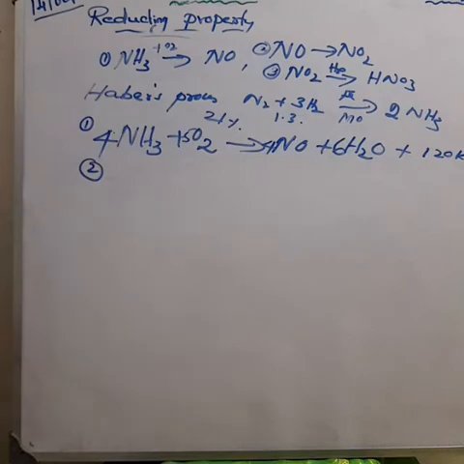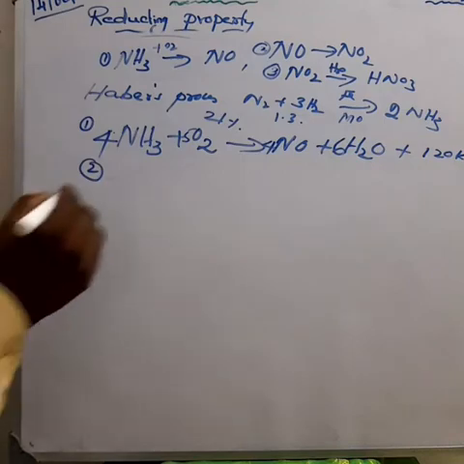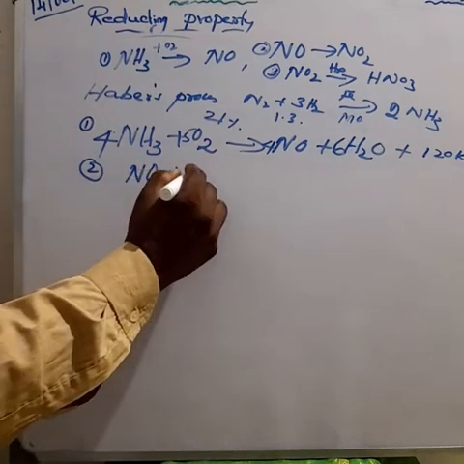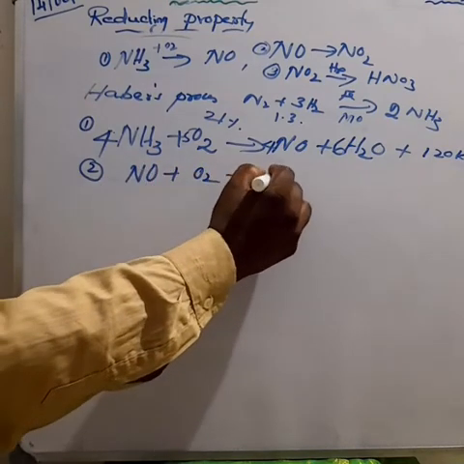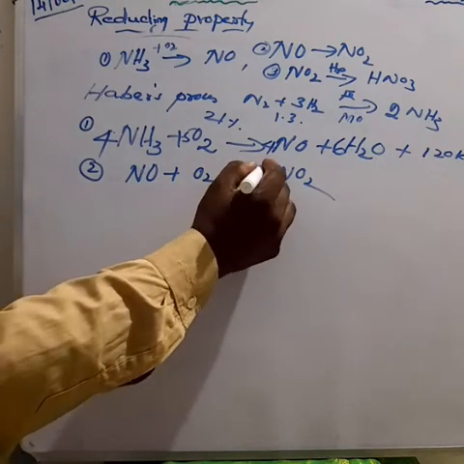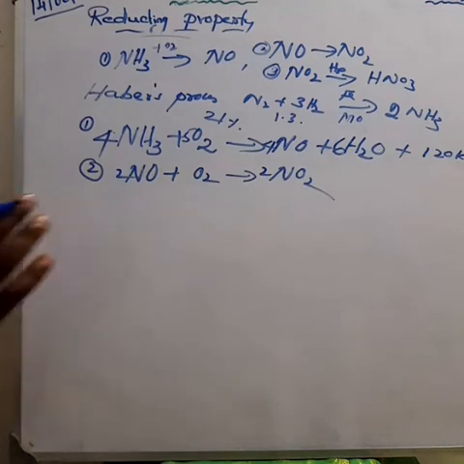What is the second step? Nitric oxide, that is NO, reacts with oxygen, we get nitrogen dioxide, NO2. Am I right? NO plus O2 gives NO2. So how do we balance the equation? On the product side make it 2 NO2. On the reactant side also make it 2 NO. Now the equation is balanced. This is the second step.